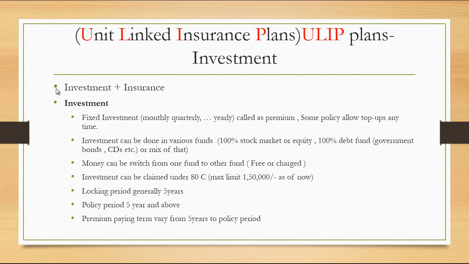As you may be aware, the full form of ULIP is Unit Linked Insurance Plan. Basically, it is an investment cum insurance plan, or some people may prefer to say an insurance cum investment plan, whatever it may be. It is a combination of investment and insurance. So let us look at the investment that is available in the ULIP plan.